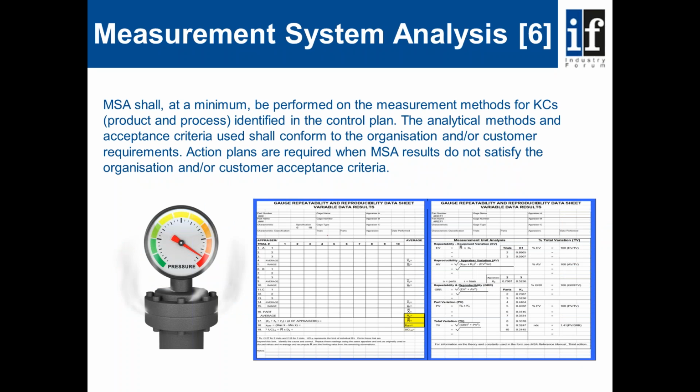Data that we get from the production process run is right first time, rate, but now we have parts, we can now conduct measurement system analysis. And so as a rule of thumb then, any key characteristics that are identified on the control plan, then we need to do an MSA study on the measuring devices that actually validate the characteristics that are listed in the control plan. The analytical methods and the acceptance criteria used shall conform to the organization's or customer requirements, and obviously when we get unsatisfactory MSA results, we need to refer back to the customer and agree an action plan as to how we resolve that problem.